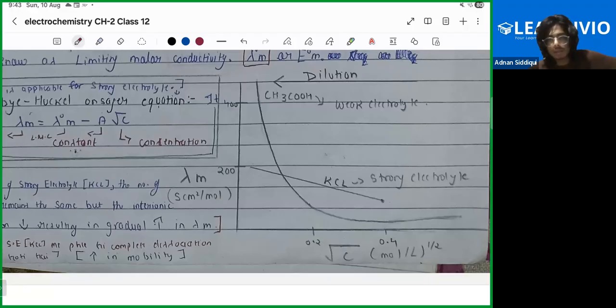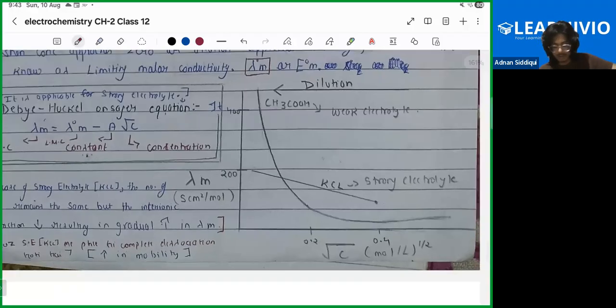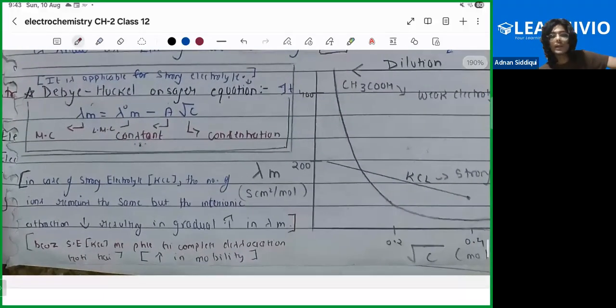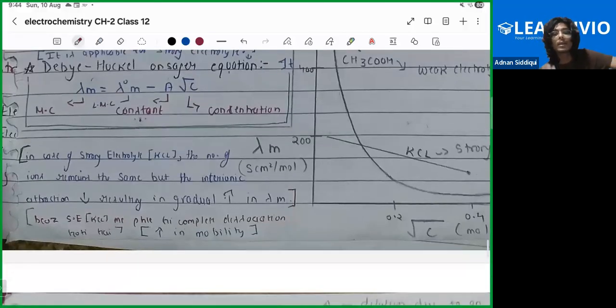Is it making sense? Yes, sir. So here we have the reason. In case of strong electrolytes, for example KCl and NaCl, the number of ions remains the same, but the inter-ionic attraction decreases, resulting in a gradual increase in molar conductance.